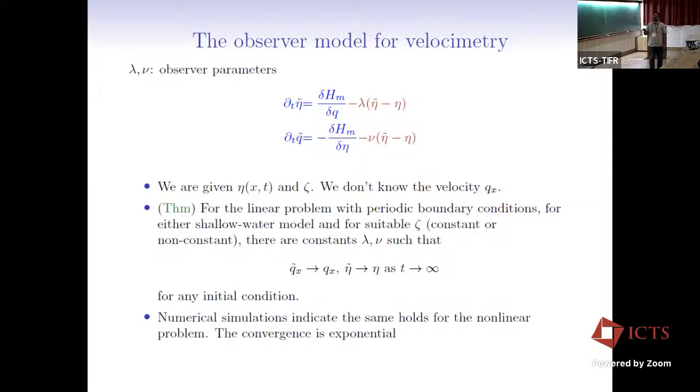We give you a recipe for lambda and nu, such that you actually get convergence for the linear case, even when the zeta is there. It's a variable coefficient problem. Even for the variable coefficient problem, it'll converge. For the nonlinear problem, we just have numerical results. But the rate of convergence seems to be the same. We can't really explain much of that.